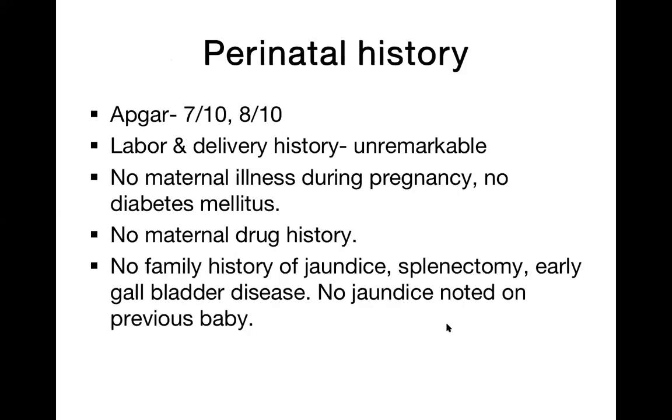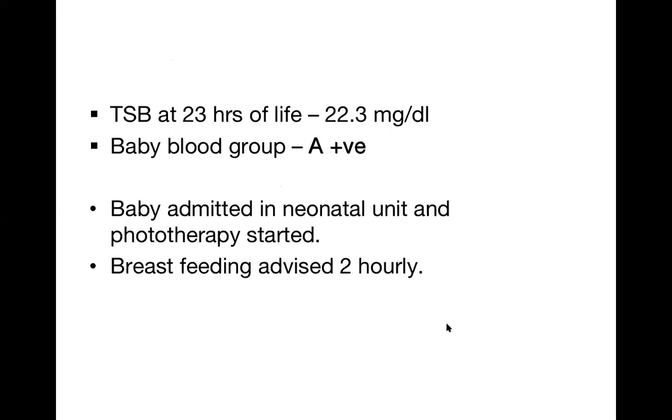Now see here. So we are examining the baby now. They have done total serum bilirubin at 23 hours of life, and that total serum bilirubin is 22.3 milligram per deciliter. The normal total serum bilirubin should be less than 5 in the neonate. If it is less than 5, there is no jaundice, but it is 22.3 here, so it is very high. Baby blood group A positive, mother's blood group was O positive, so it's not matching.